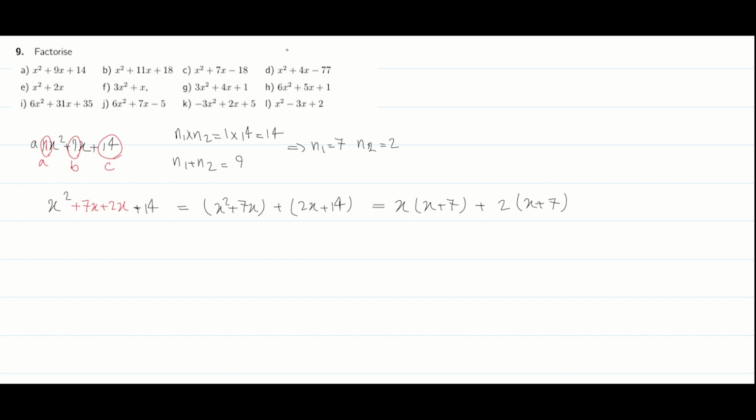Now, if we look at this expression again, we have a common factor, which is x plus 7. And we can factor it out from the expression again. So it can be written as x plus 7 times x plus 2.